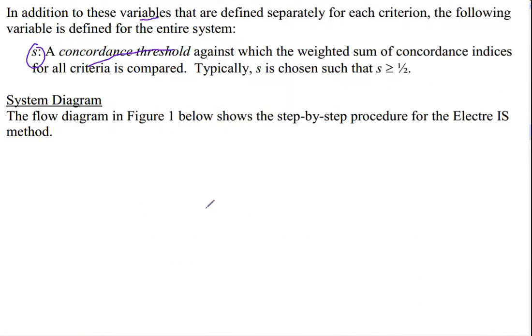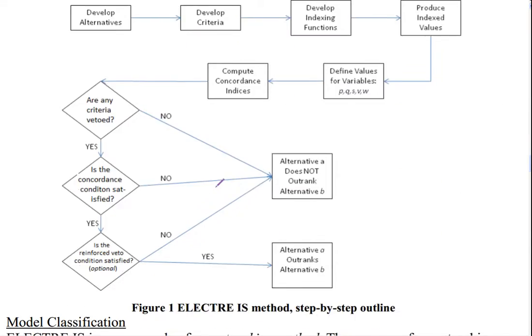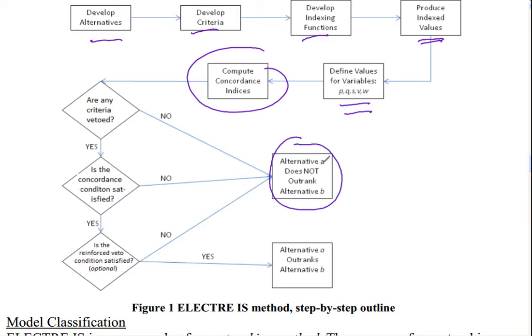All right, now, in order to carry out Electre, there's a step-by-step diagram here. And we've already developed the alternatives and the criteria. We talked about the indexing function. We've talked about how to compute these values, and we've talked about the definition of these variables. Now we're up to this point of computing the concordance indices. And then once we've computed that, there are a few computations we need to carry out, and that will give us our final result: either alternative A outranks B, or it does not outrank B.